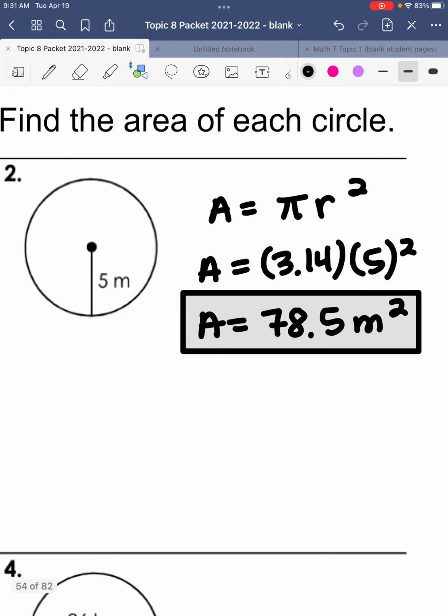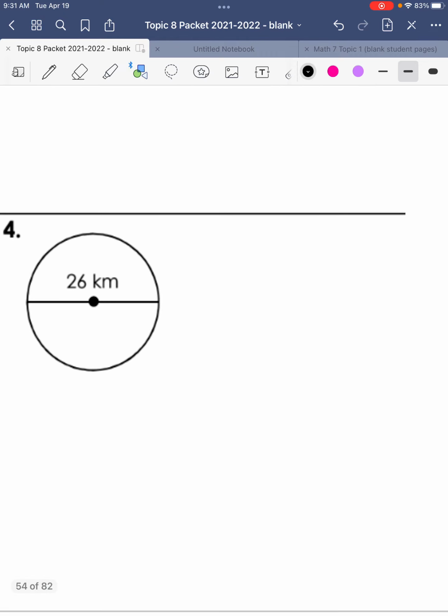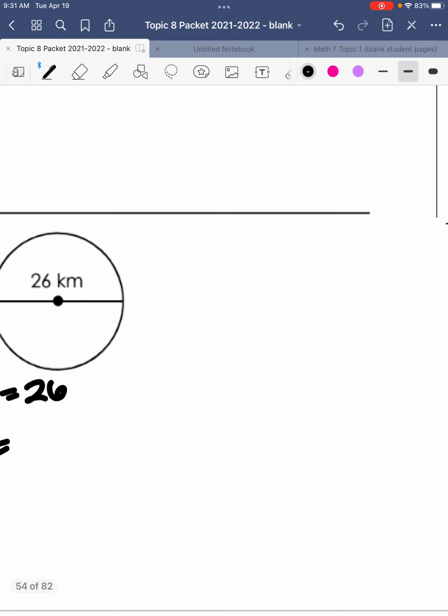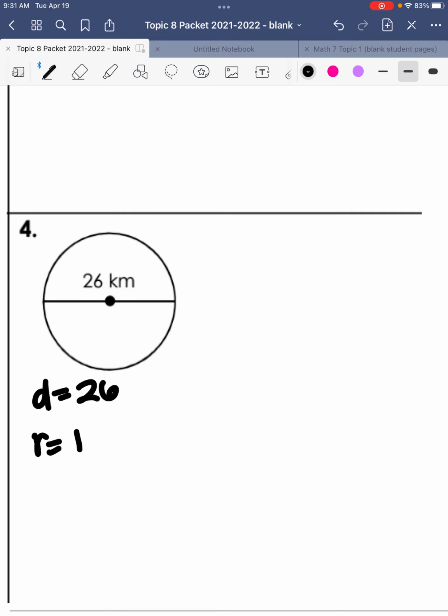Okay, let's move on to number 4. This time I've been given the diameter, so I need to know my radius. Well, my diameter is 2 times the radius. If the diameter is 26, the radius is half of that. 26 divided by 2 is 13. So that's what I'm going to use in my formula.